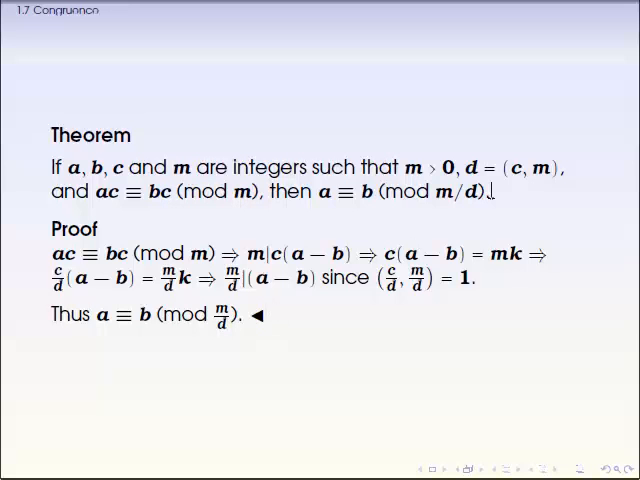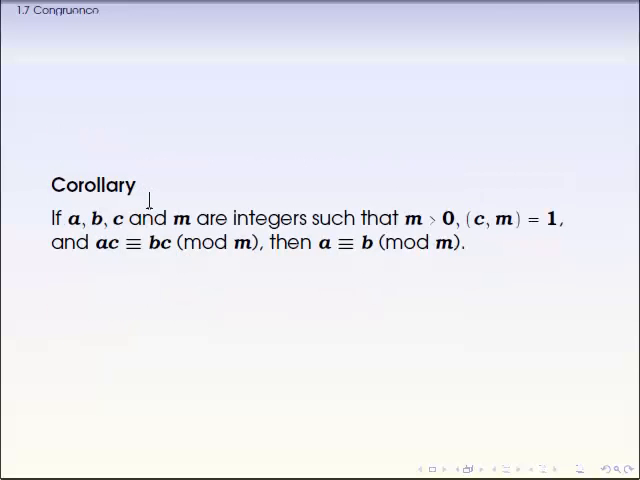So what happens if d is 1? Then from this we get this corollary. If the greatest common divisor of c and m is 1, then from this condition we can say a is congruent to b modulo m, because actually this is m over 1, which is m.